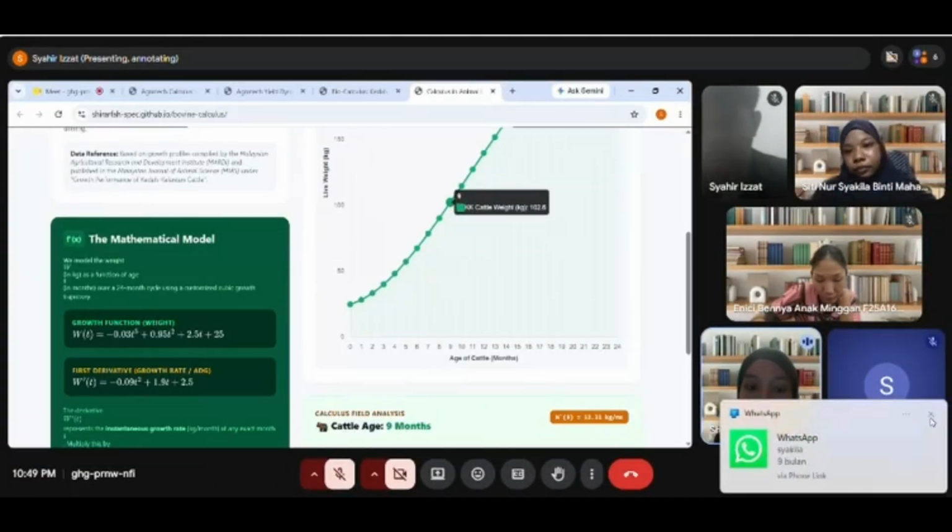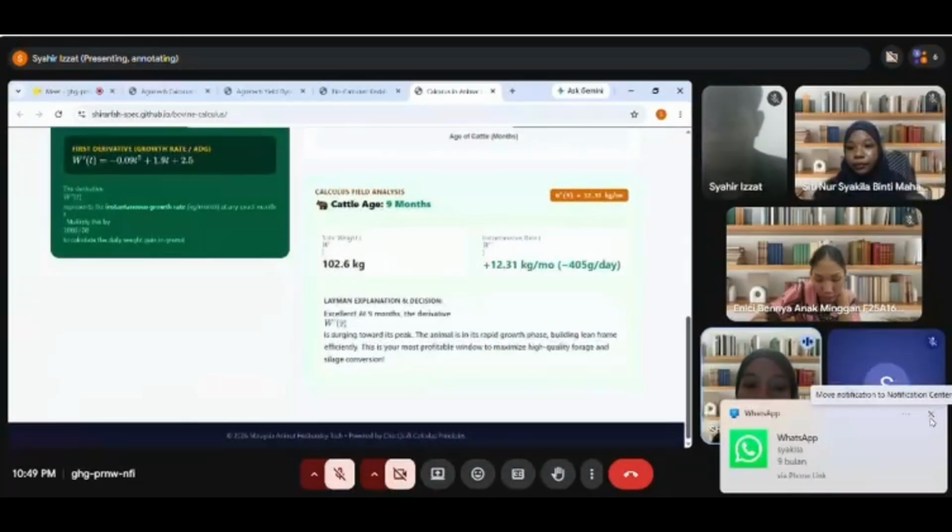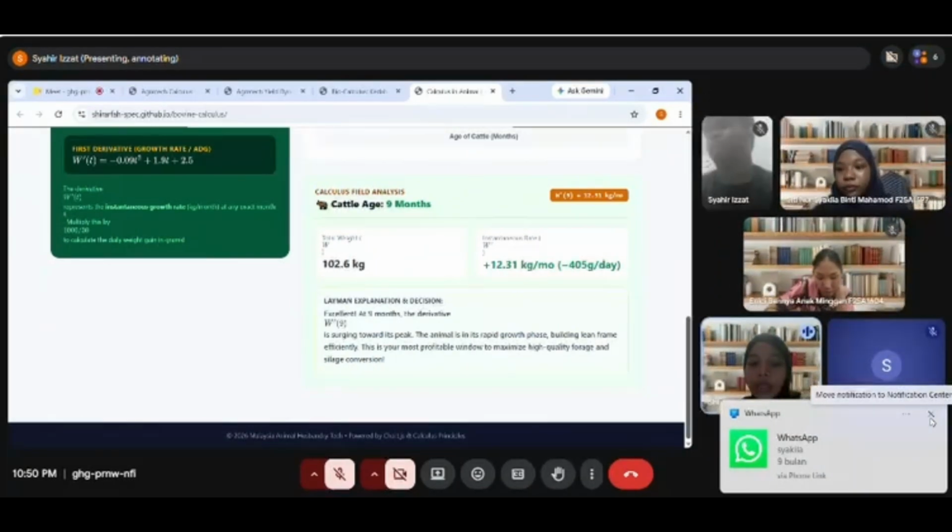As requested, let's look specifically at month 9. This is a pivotal adolescent stage. By plugging it into our weight equation, we find that the cattle reach nearly 100 kg. More importantly, the derivative tells us it is growing at a rate of 11.34 kg per month, or roughly 378 grams every single day.